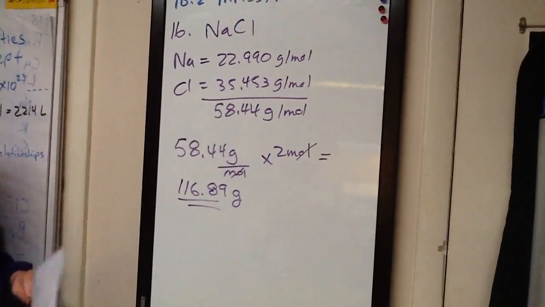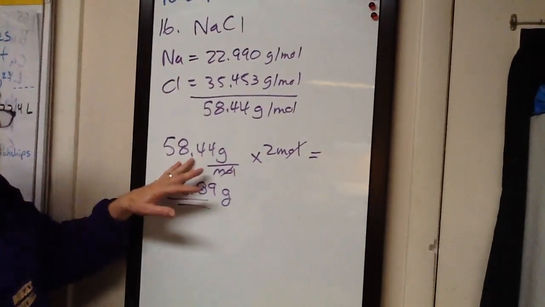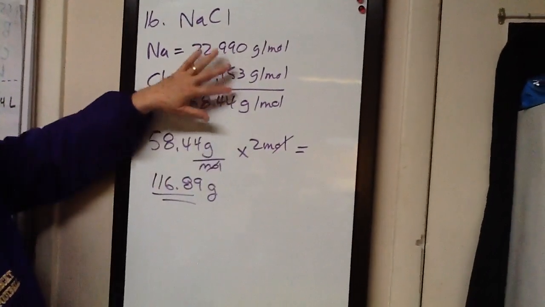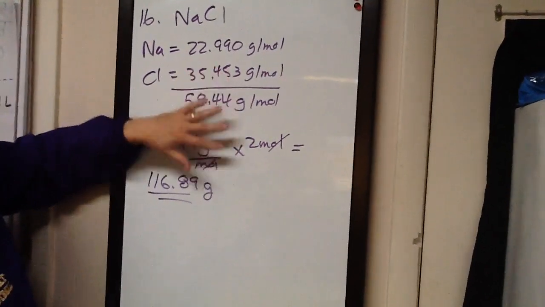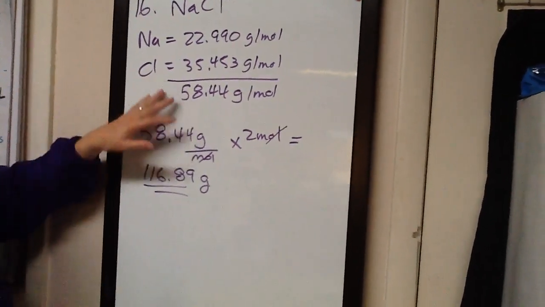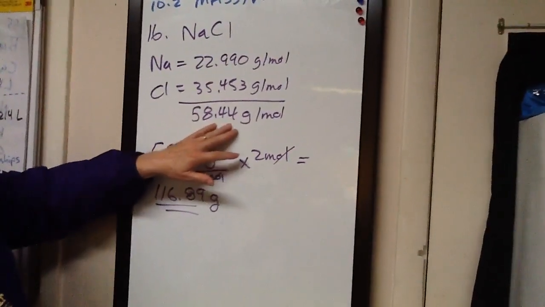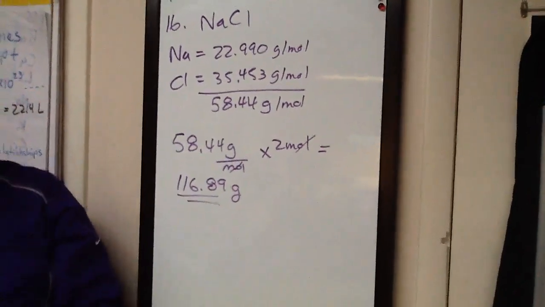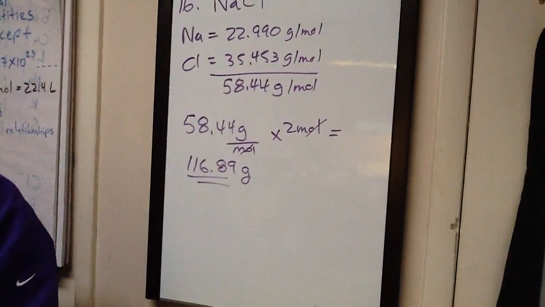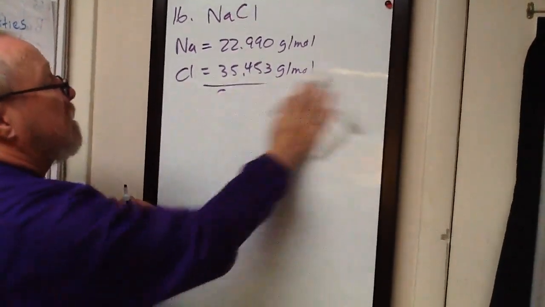See how I did that? They want to know how much 2 moles weigh. I know how much 1 mole weighs, because I can add up the masses of the individual atoms in that compound. And that compound has a formula mass or formula weight of 58.44 grams per mole. So, the next one says, how many moles are there in 16 grams of oxygen?